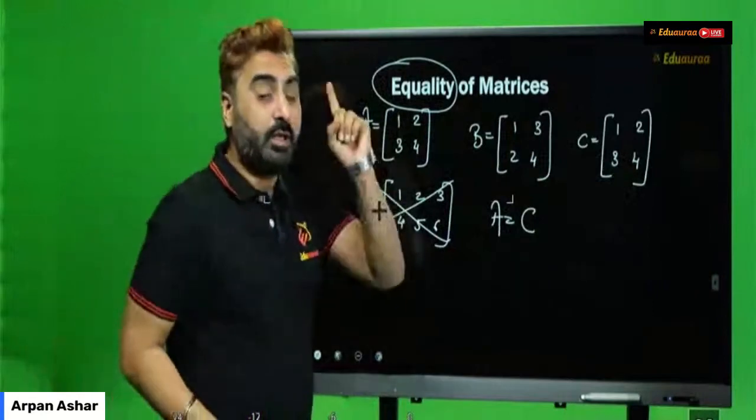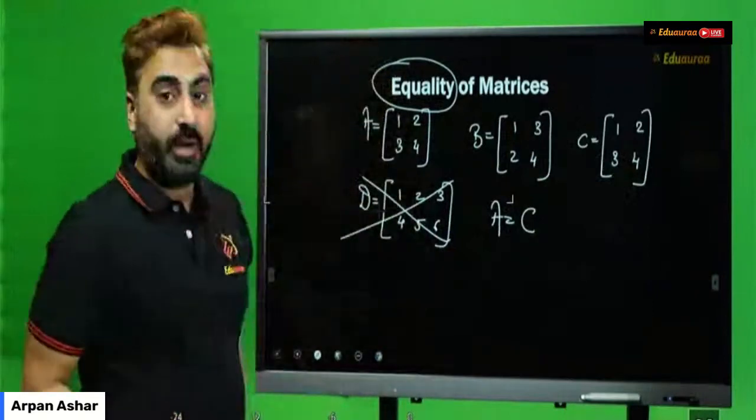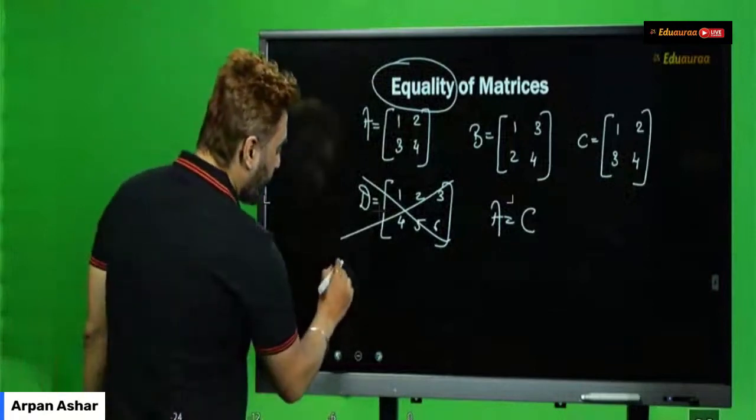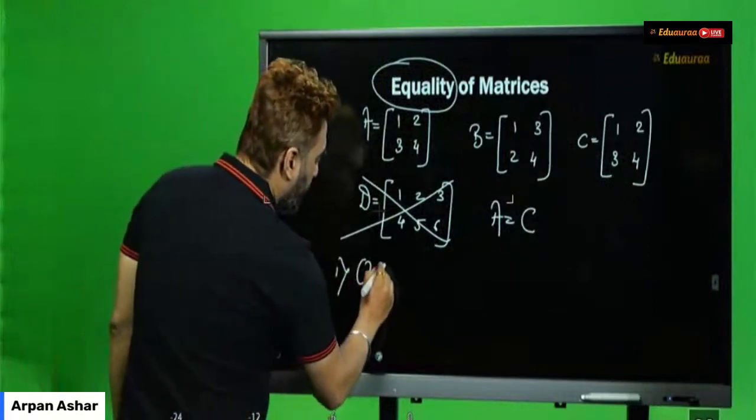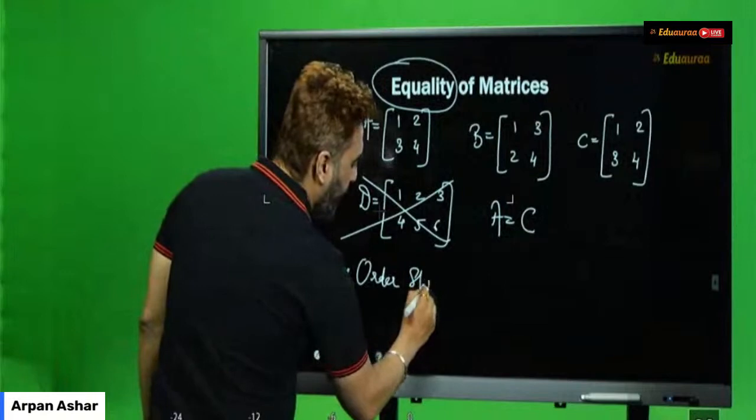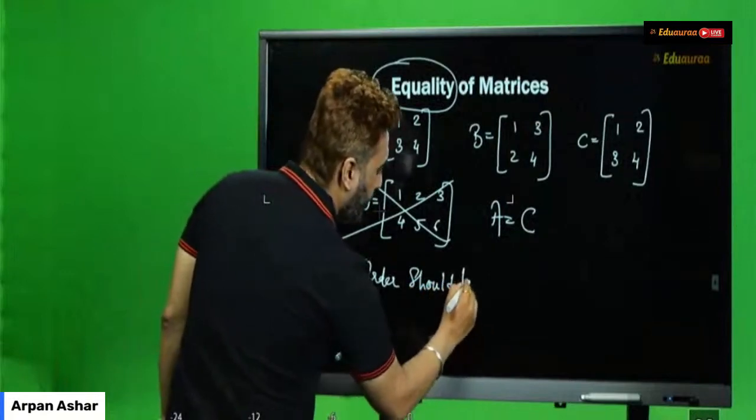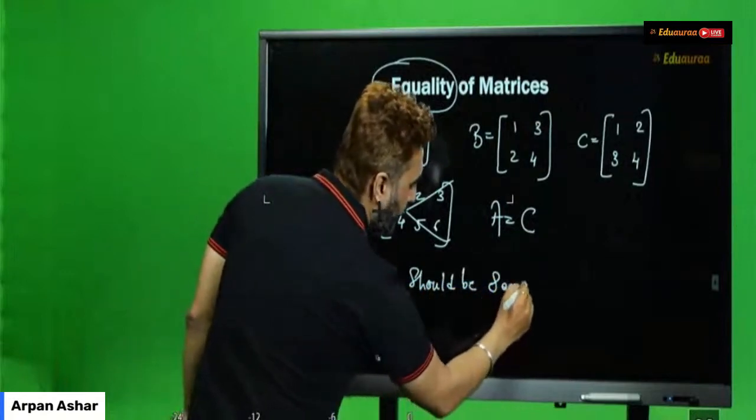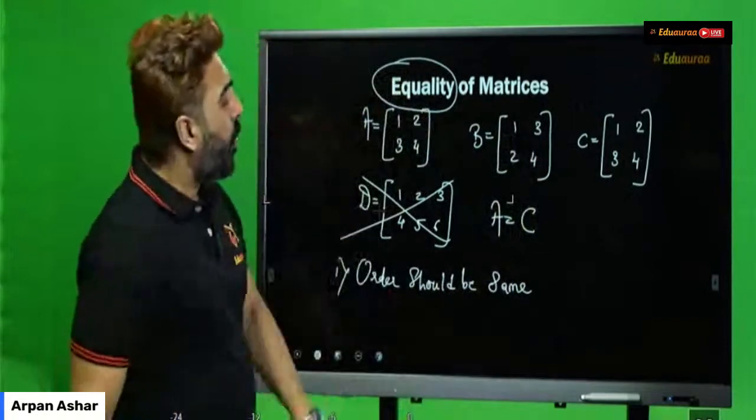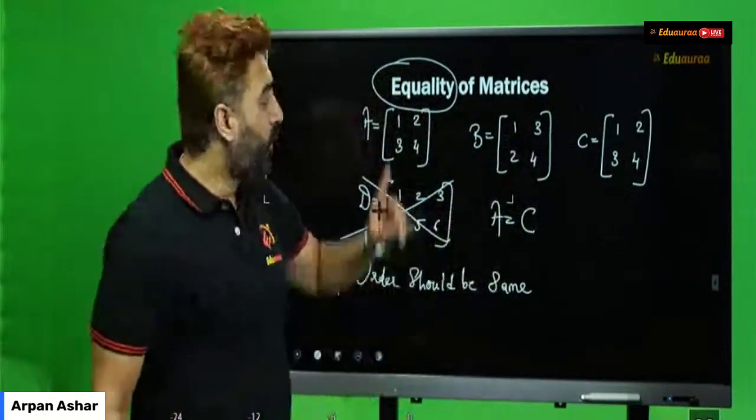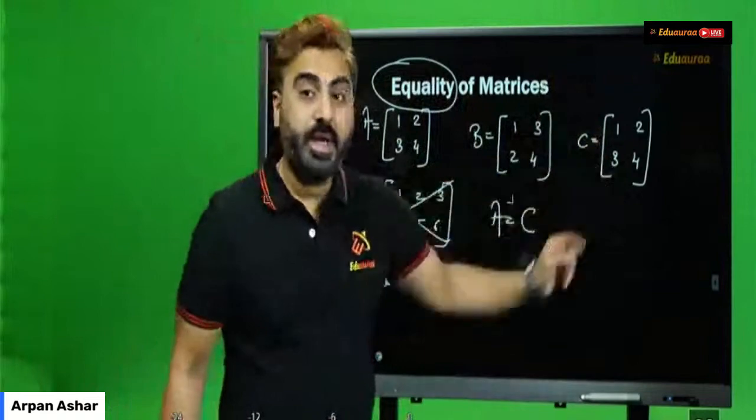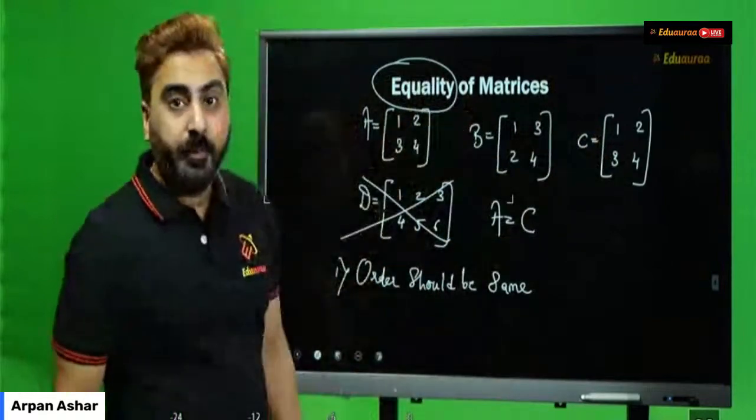So it is understood that the first condition for equality of matrices, what will it be? The first condition: order should be same. Now, why particularly A and C? Why not A and B? Why not B and C? The numbers are same in all.